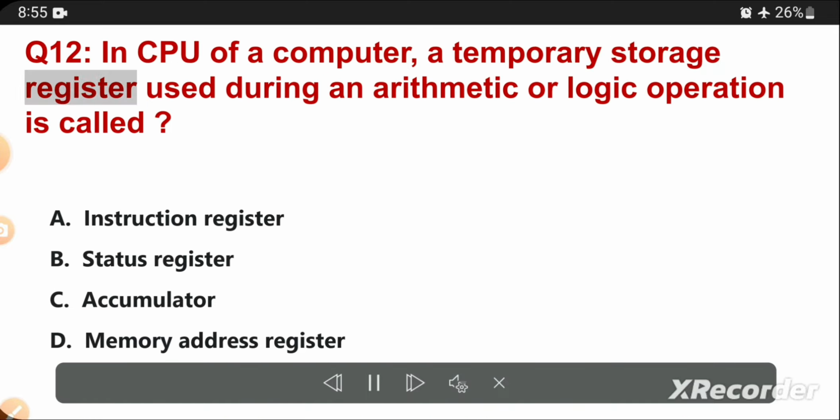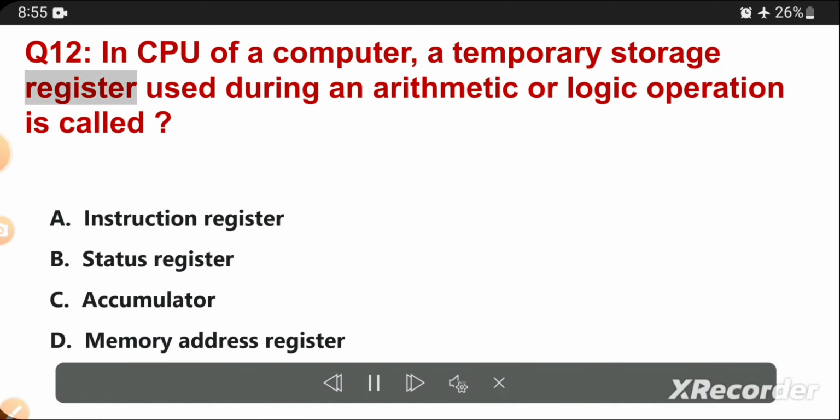Q12. In CPU of a computer, a temporary storage register used during an arithmetic or logic operation is called instruction register, status register, accumulator, memory address register. The correct answer is option C. Accumulator is the most frequently used register to store data from memory.